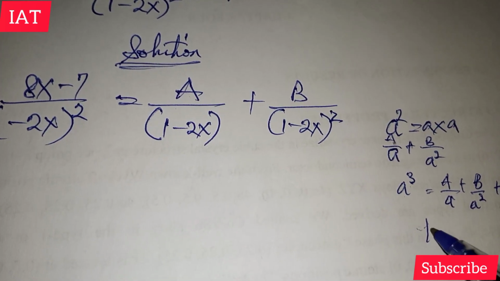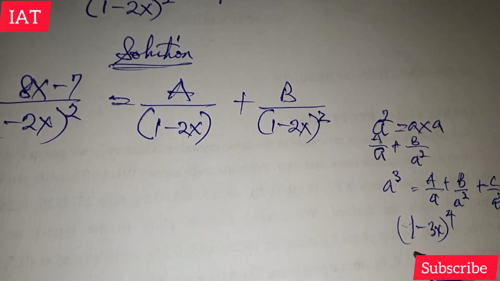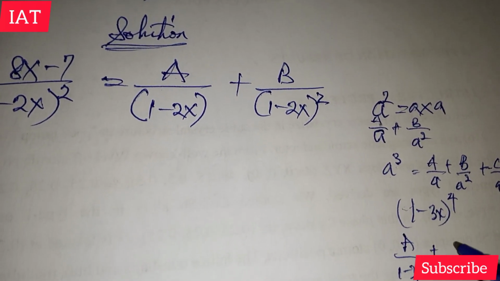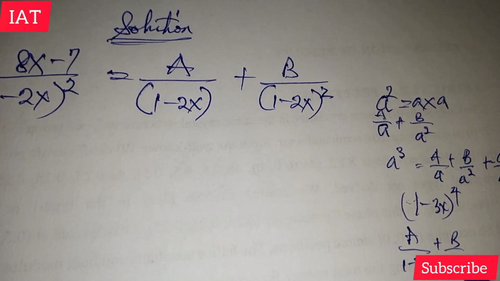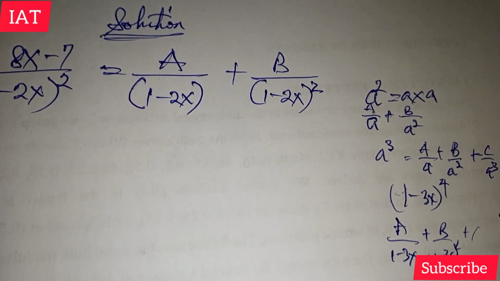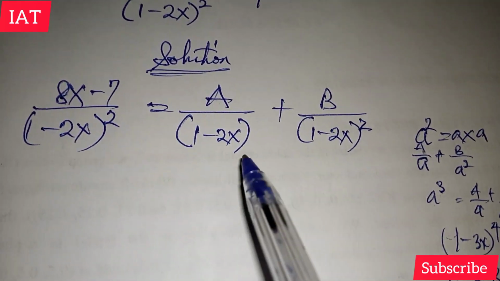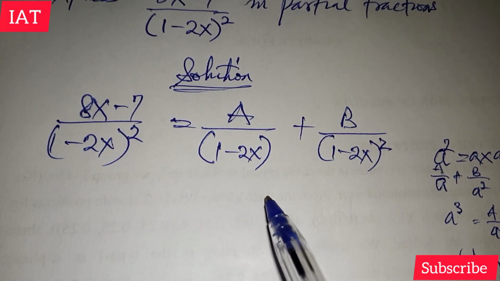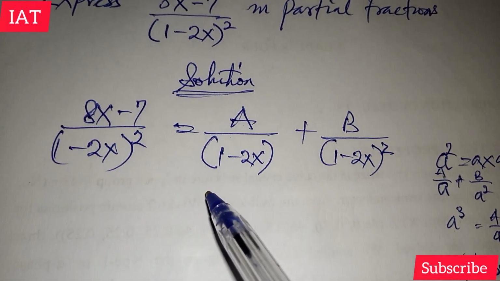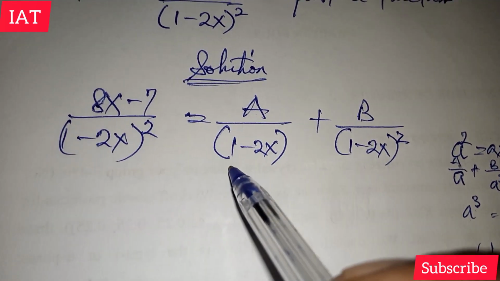So literally, if I have 1 minus 3x all raised to the power of 4, I will have a into 1 minus 3x plus b into 1 minus 3x all squared plus c into 1 minus 3x all cubed. I hope you grab the pattern. So that's essentially what you need to do in this case. The more problems we solve, the more you will see the different formations of these partial fraction problems.